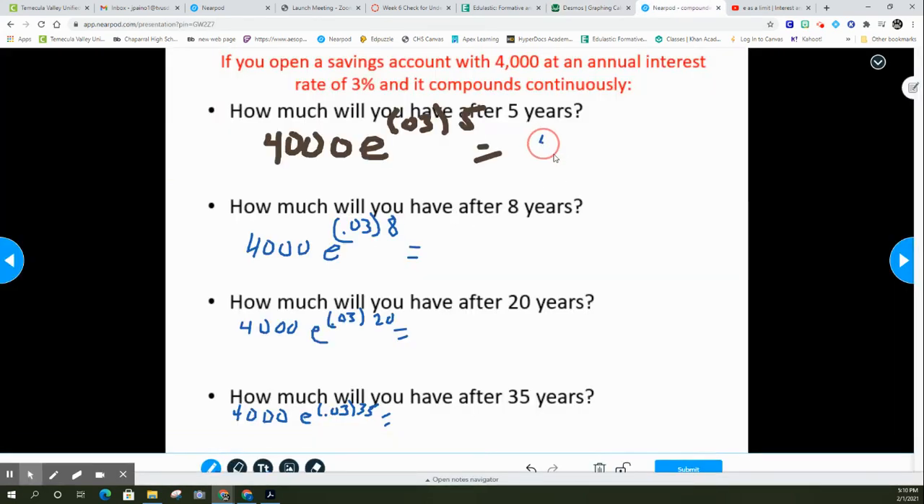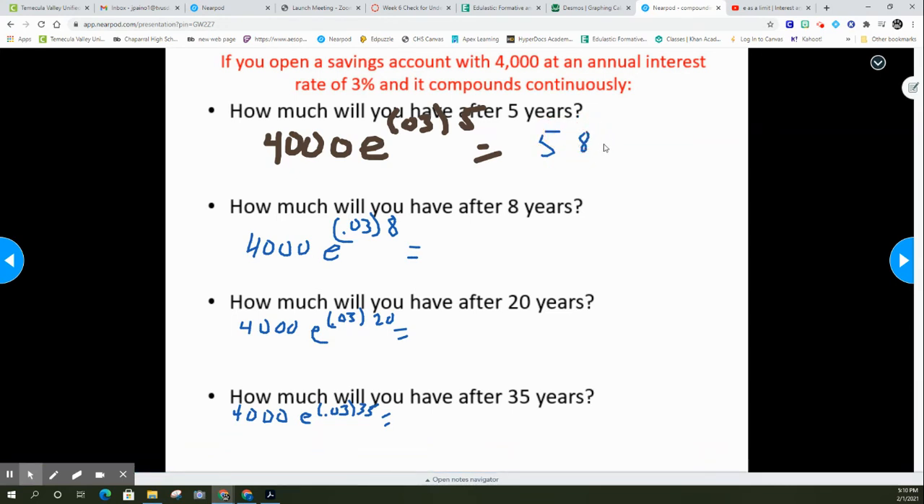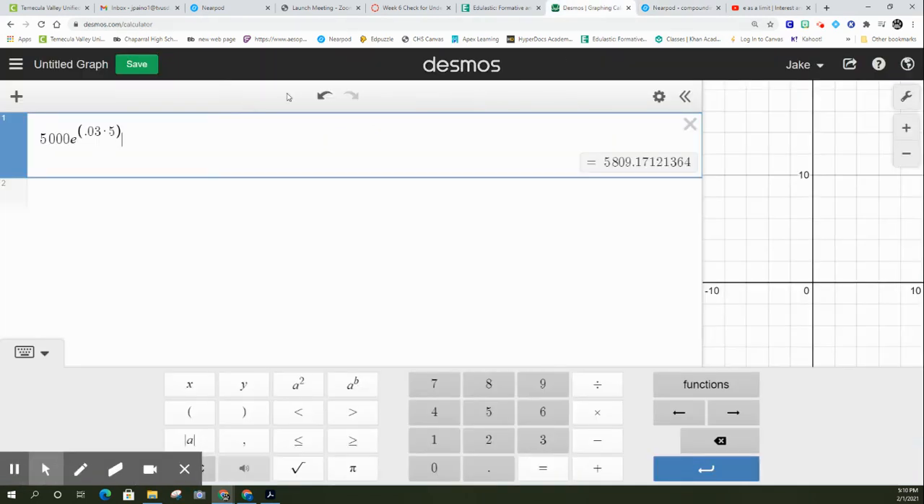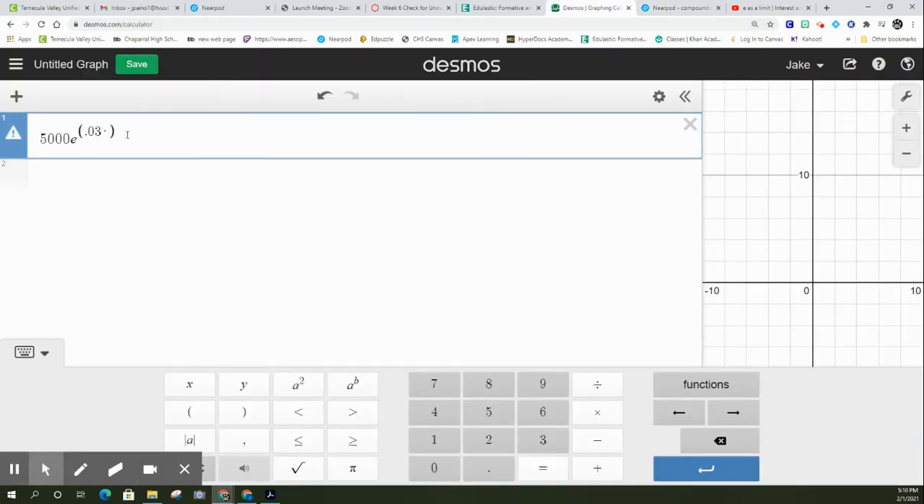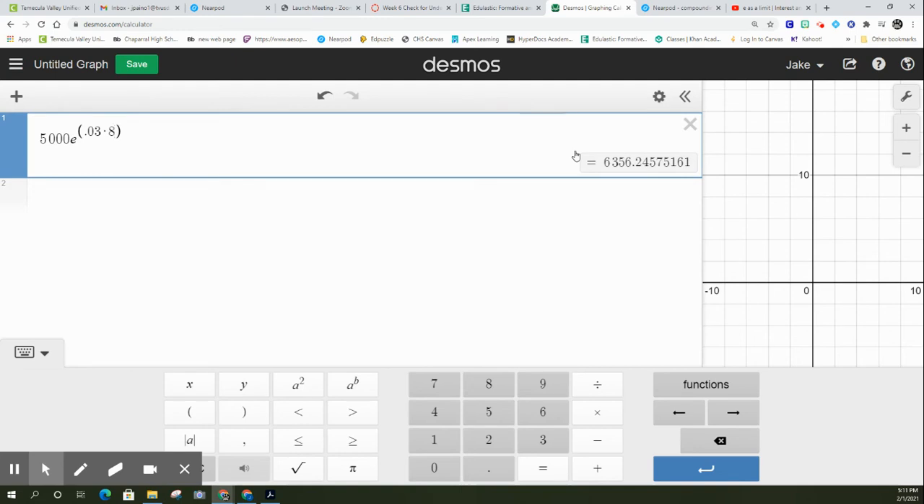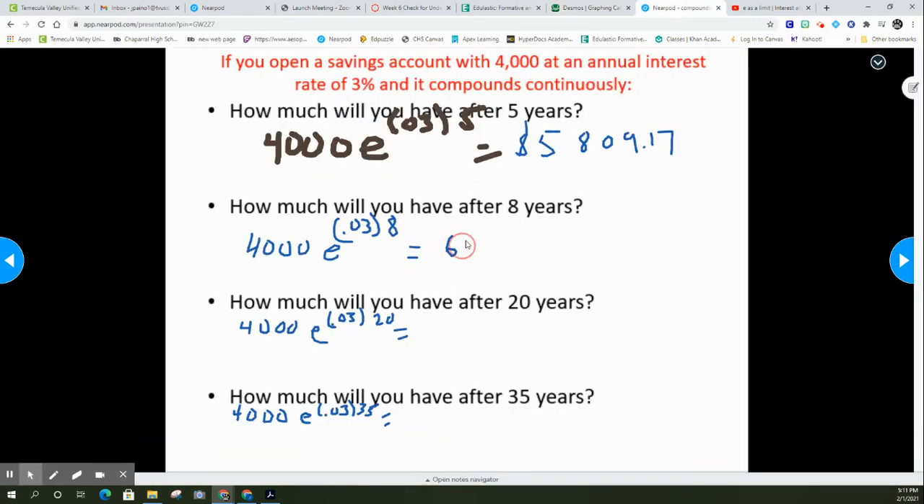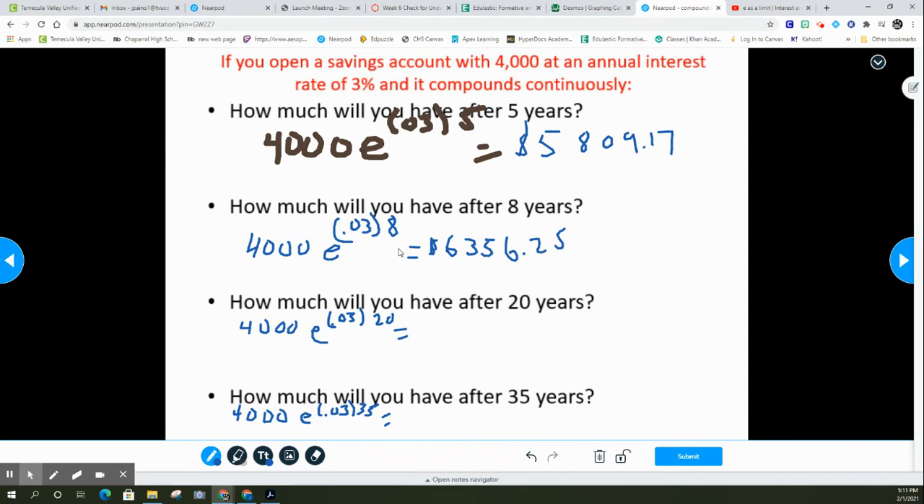Again, it's money, so we always round to the nearest hundredth. Then we change this to an 8, after 8 years. Now it's $6,356.25. And now 20 years. Now we're talking 12 more years. It's going to keep growing. That amount's going to grow for another 12 years.